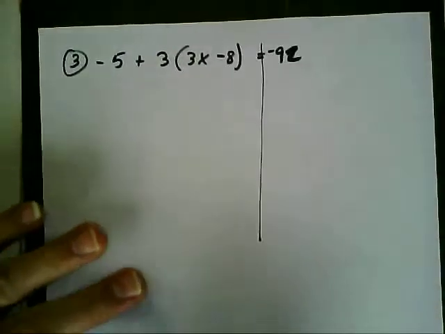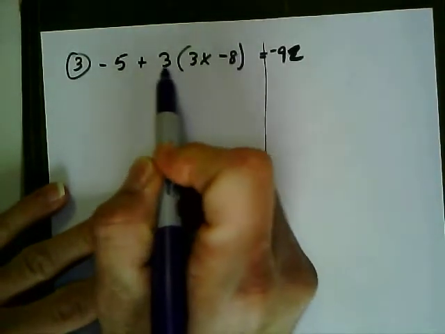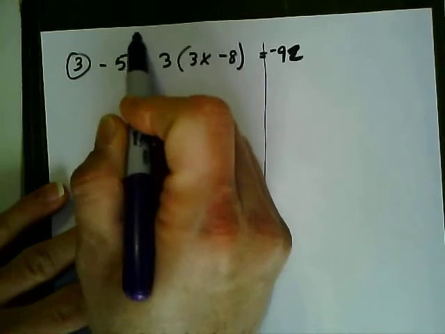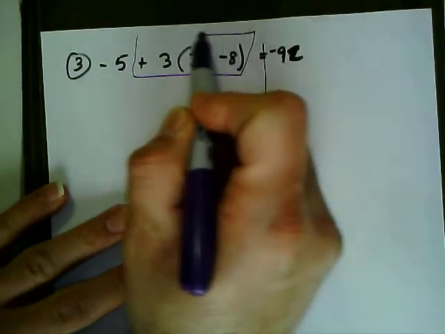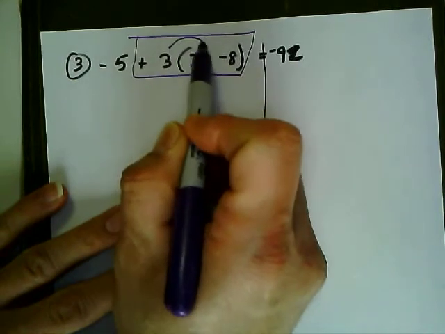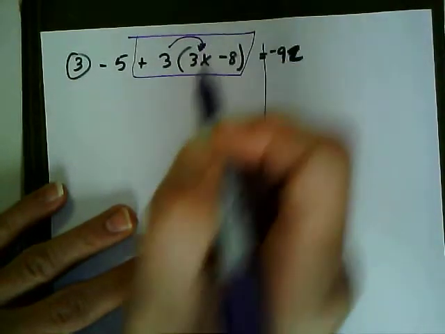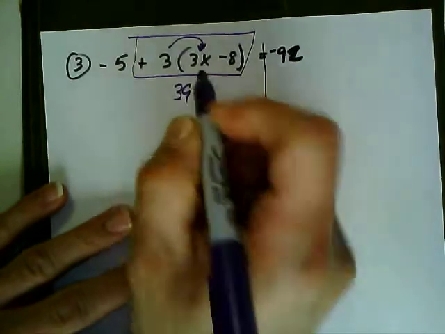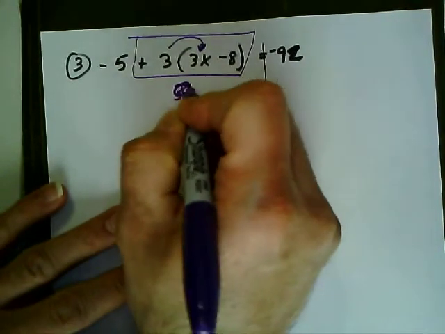All right, so here we go. Distribute. That's this part right here with the parentheses. Because you see the 3 is attached without a plus or a minus. So we'll go 3 times 3, which is 9. Whoops. 9.